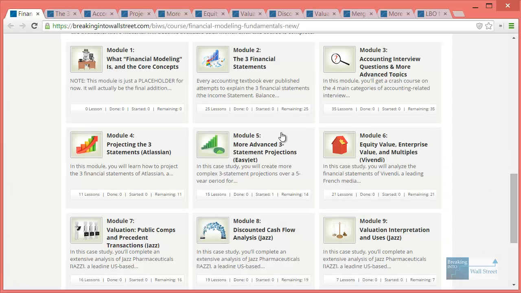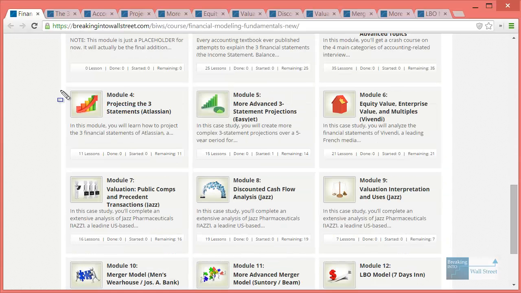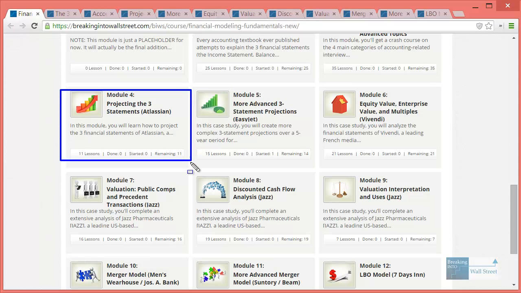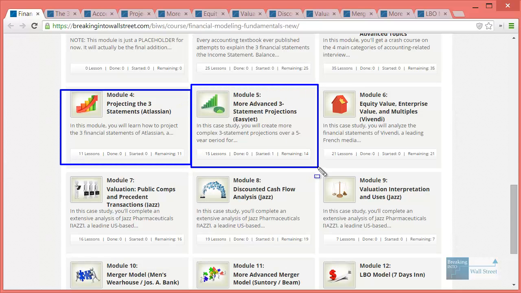Beyond that, we actually recommend skipping the next 2 modules on Atlassian and EasyJet, which are both based on 3 statement projection models, mostly because these are not likely to come up in interviews. These are very likely to be presented as case study questions, but in a pure interview, they're not going to ask you questions about this, because these are more mechanical and execution related as opposed to conceptual.